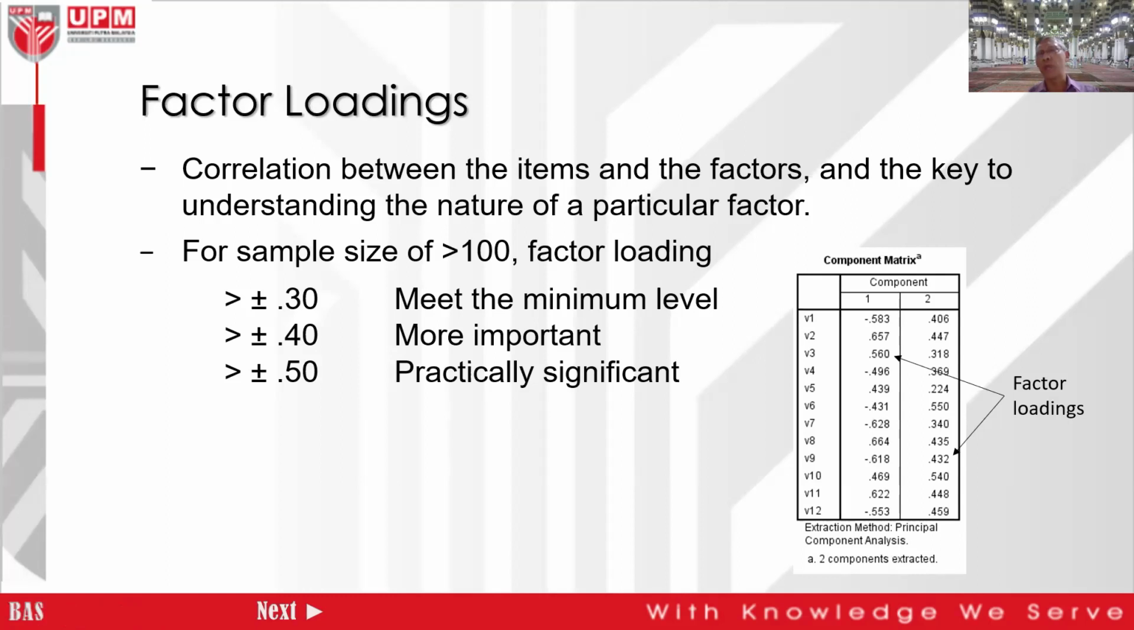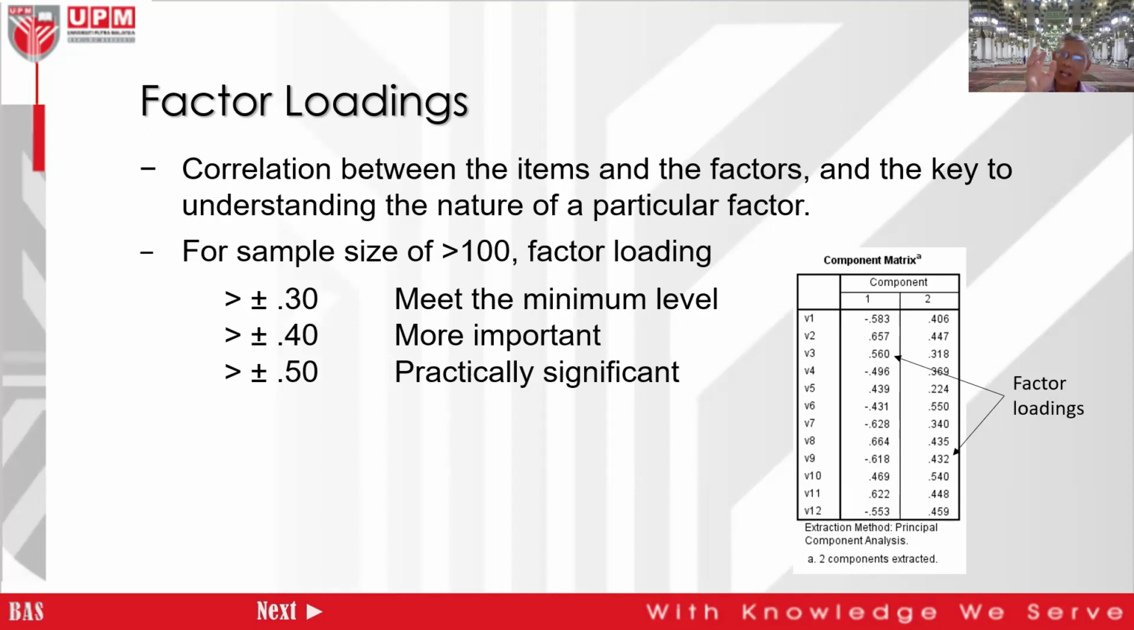But as I did mention, if we go for CFA, 0.5 is not good enough, because if it is 0.5, your AVE, average variance extracted as a measure for convergent validity, is only 0.25. The cutoff point to meet convergent validity is that AVE must be 0.5 or more. So if it is only 0.5, you square this value, you get only 0.25. That is way below the cutoff point to meet convergent validity.